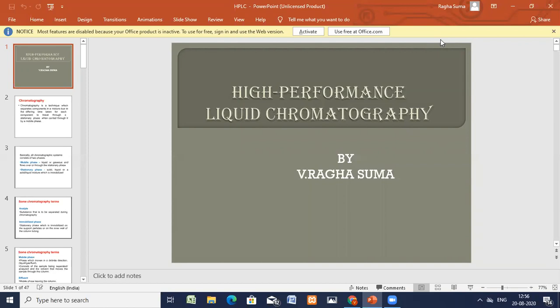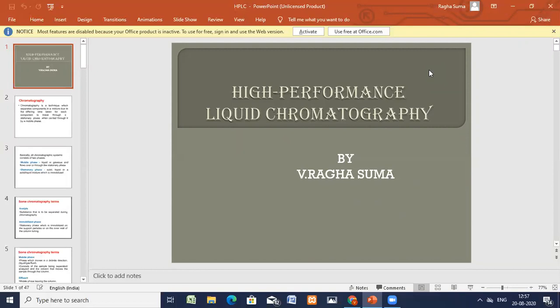Today's class, I'm going to explain to you about high performance liquid chromatography. Liquid chromatography is carried out with columns more than 1 centimeter in diameter. The flow of the mobile phase occurs due to gravity, though it is occasionally accelerated by hydrostatic pressure. The flow rate is less than 60 ml per hour.